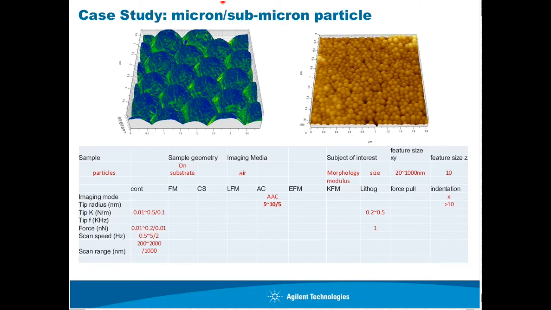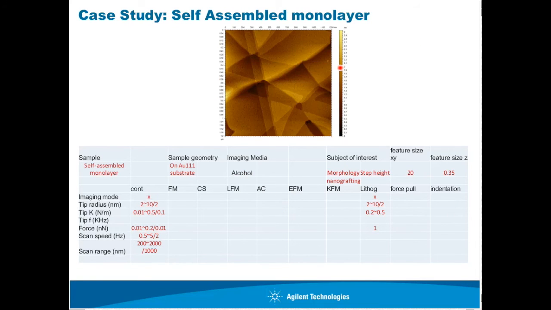Okay, this is the last example, a self-assembled monolayer of thiol. For this type of sample, I would suggest mostly doing contact mode, where you can actually use a very sharp tip, because in contact mode, you can control the force to be very small, in this case 0.01, with a soft tip, and then you can achieve very high resolution.